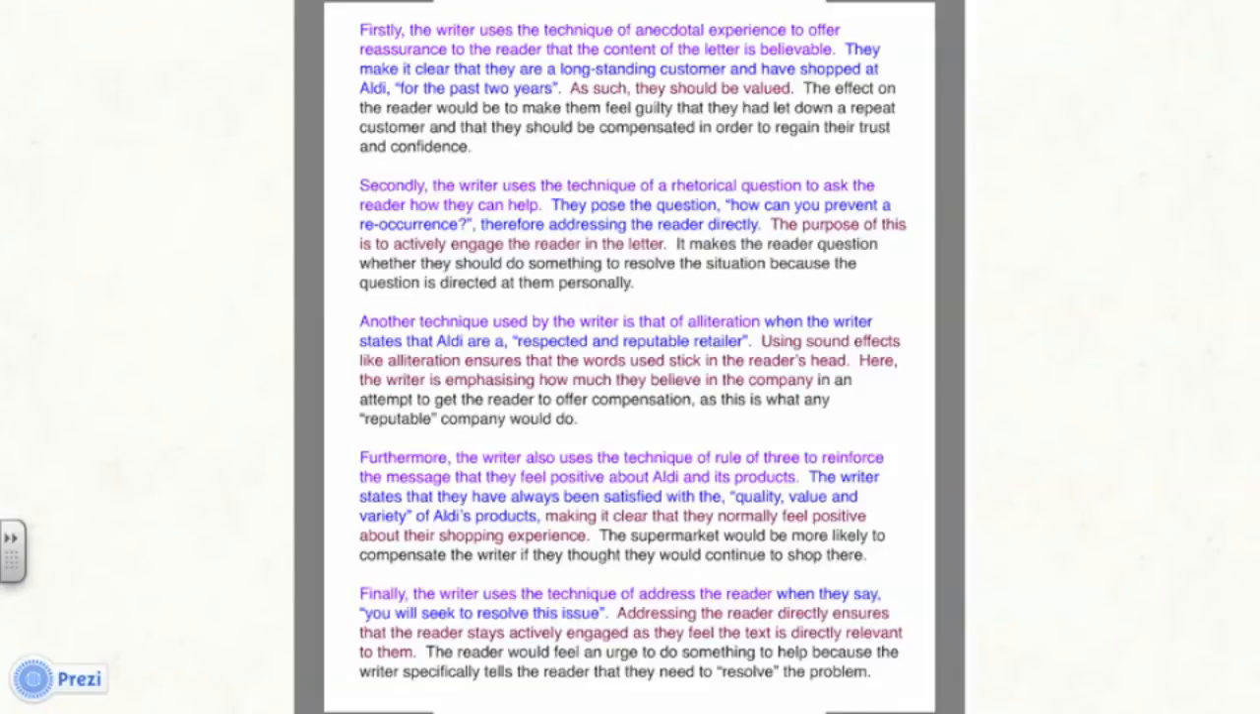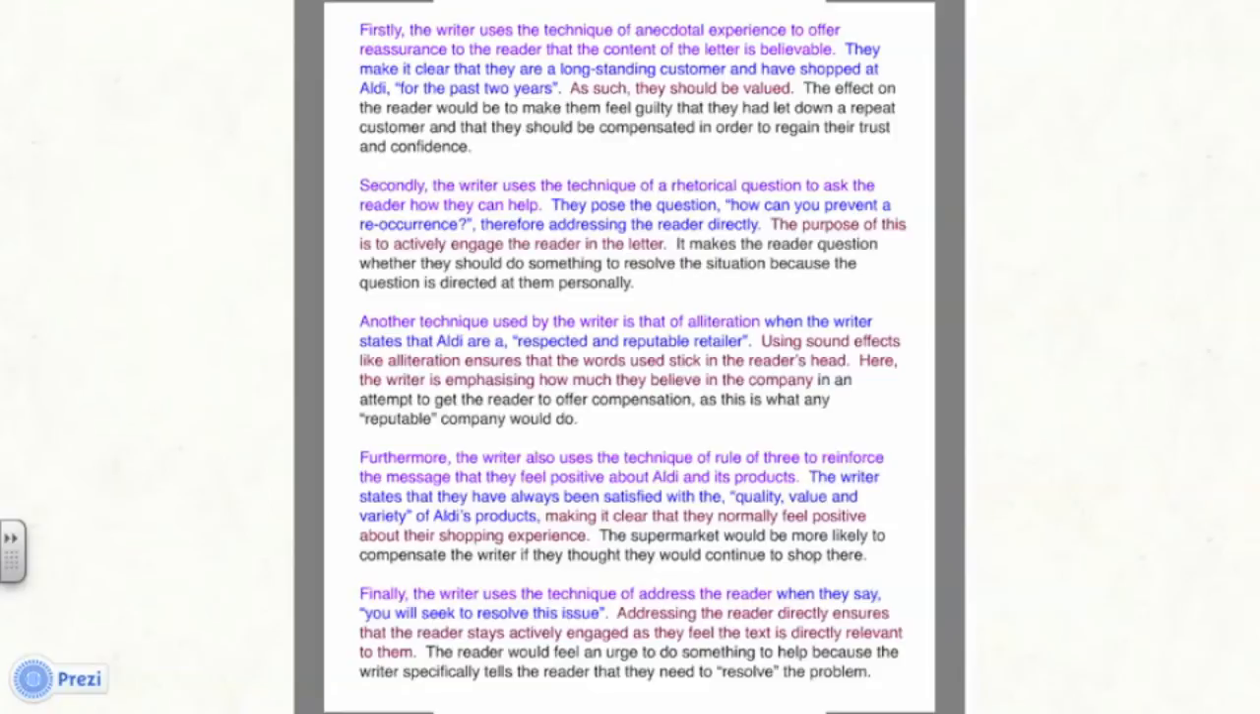So you've got 4 clear sections within that one paragraph explaining what technique the writer uses, thinking about what they're actually telling you, the purpose of that technique, and then the effect that that technique has on the reader.